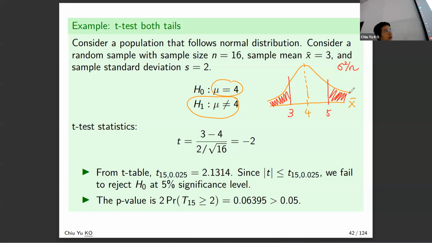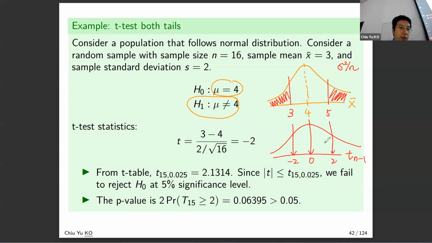If this area is small enough, then we reject. And because we don't know sigma, we convert to t. I'm not going to do any calculation. This is t here, the n-1 version. So what we do is convert this 4 to 0, this to -2, and this to +2 here. Then we look at this area and this area added together. Is it more than 5% or not? That is the question.